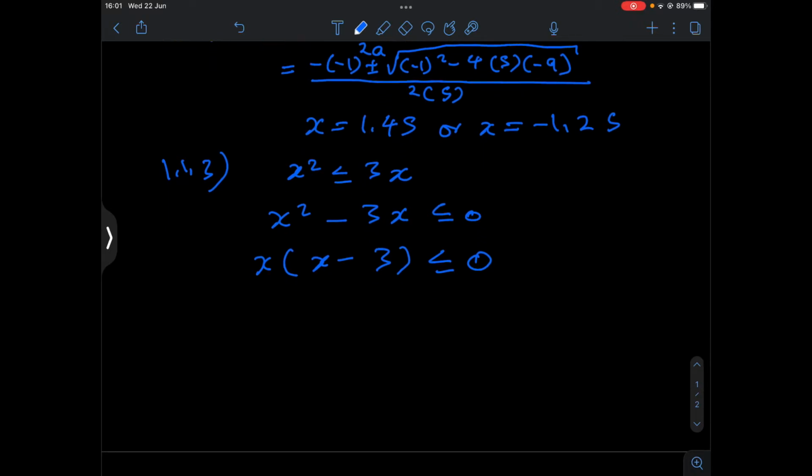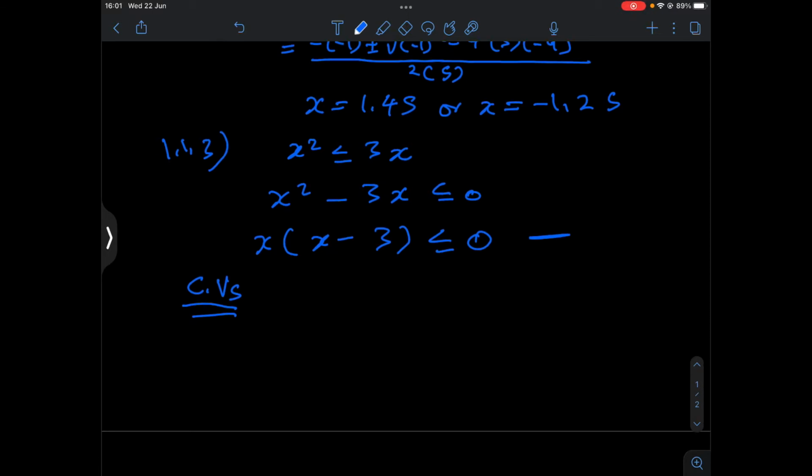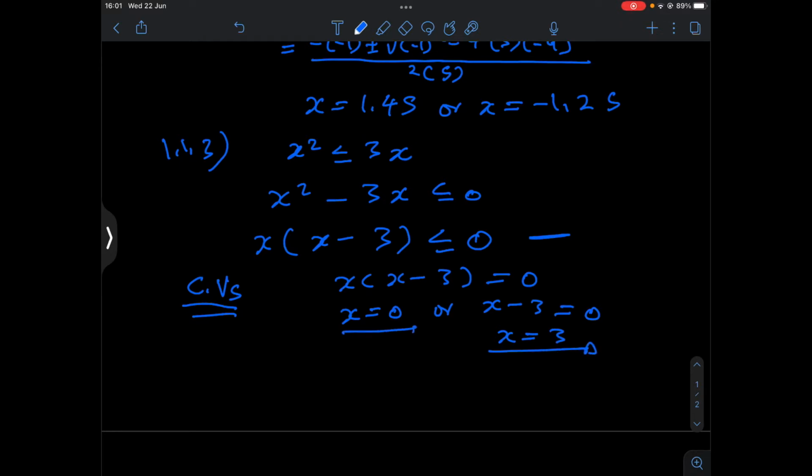Okay, so now we're going to look for the critical values, the values that make this expression equal to 0. We're looking for the values of x that make this equation equal to 0. So what are those values? x equals 0 or x minus 3 equals 0. These are the critical values: x is equal to 3 or x is equal to 0.